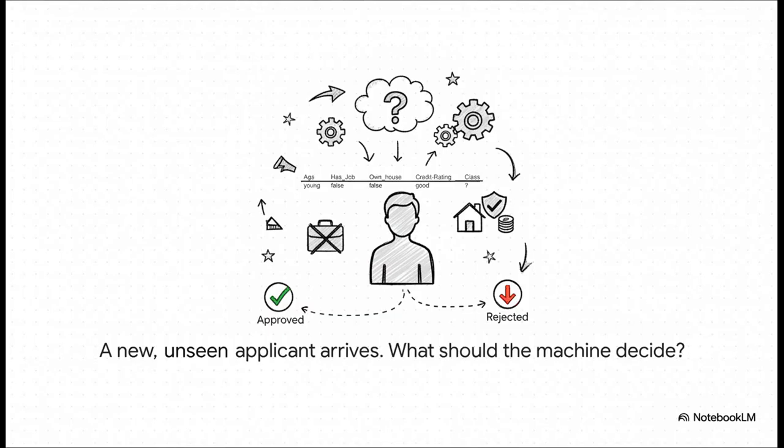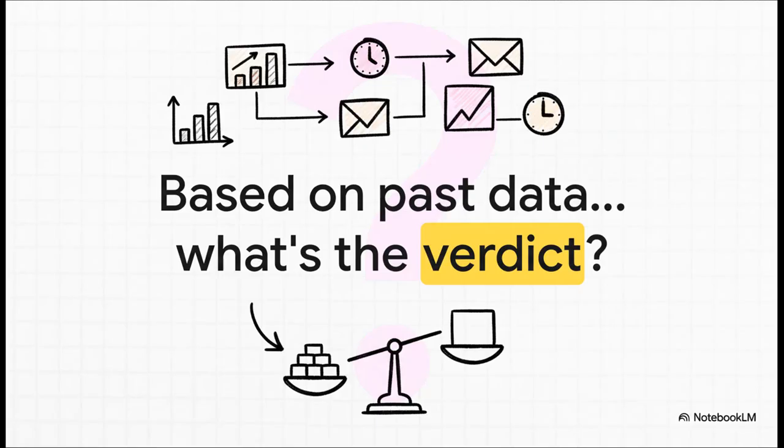Okay, so our machine has studied all that past data. It's done its homework. Now a brand new applicant shows up. A young person, no job, doesn't own a house, but hey, they've got a good credit rating. So the system has to make a call. Based on everything it's learned from that history, with all those correct answers, what do you think the verdict should be? This is the absolute core of supervised learning, predicting an outcome for something new that it's never seen before.